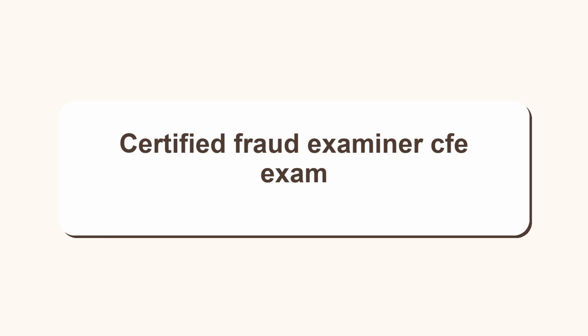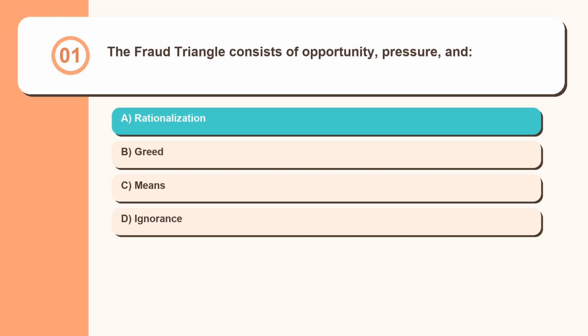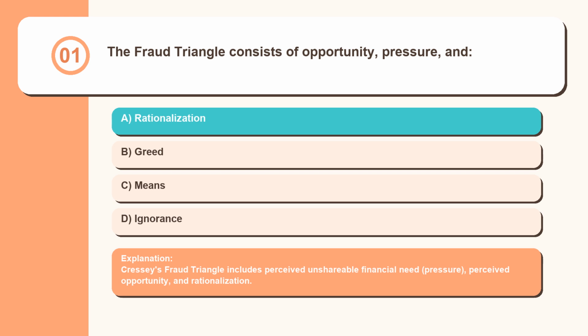Certified Fraud Examiner CFE exam. Question 1. The fraud triangle consists of opportunity, pressure, and rationalization. Greed means ignorance. Cressey's fraud triangle includes perceived unshareable financial need, pressure, perceived opportunity, and rationalization.